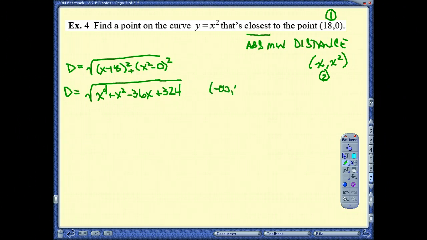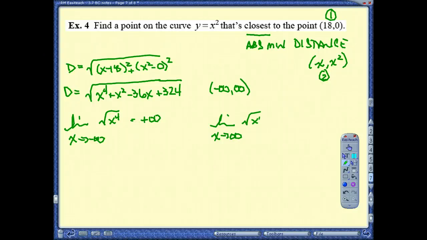Our domain is going to be positive infinity to negative infinity because we're talking about a point. It can be positive, it can be negative. I need to do my limits, so we're going to look at when x approaches negative infinity and positive infinity. When we're looking at this, we're going to look at the highest powered term. That highest powered term is going to be the square root of x to the fourth. Anytime you take a negative number to the fourth power and then square root it, you're going to get a big positive number. Same thing goes here. We're looking at that highest powered term.